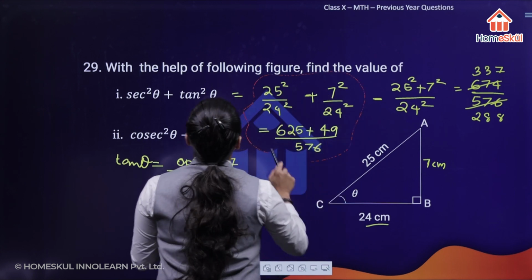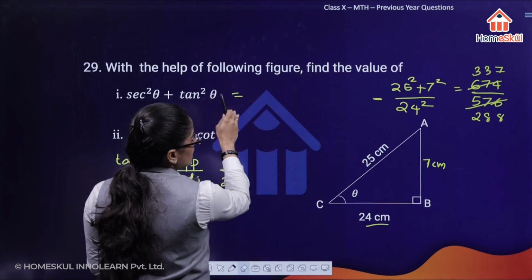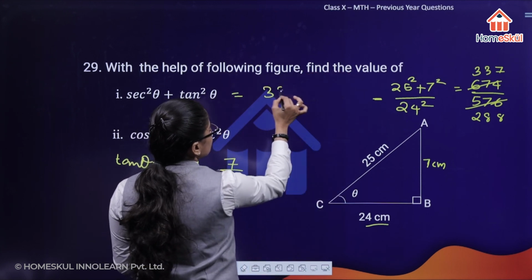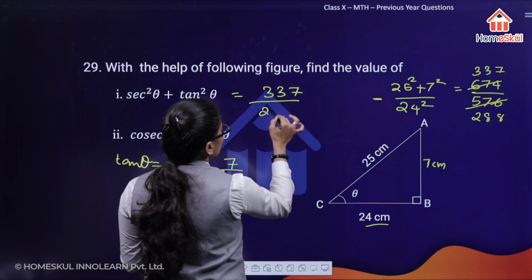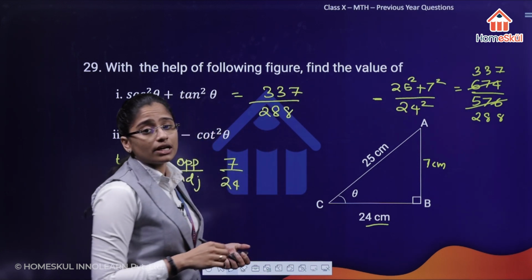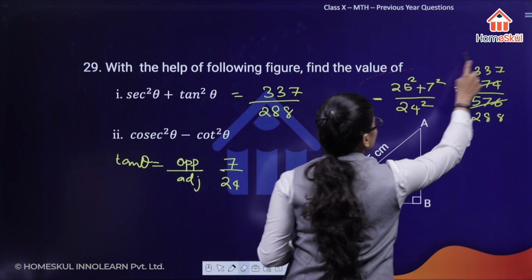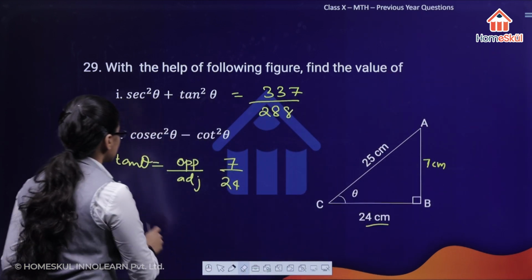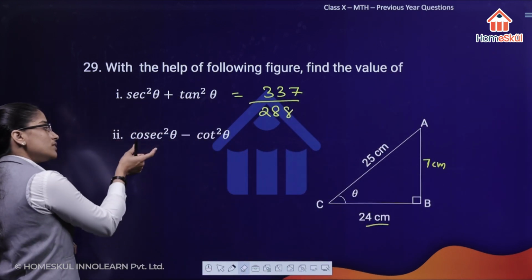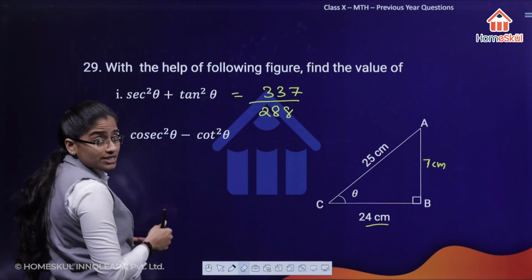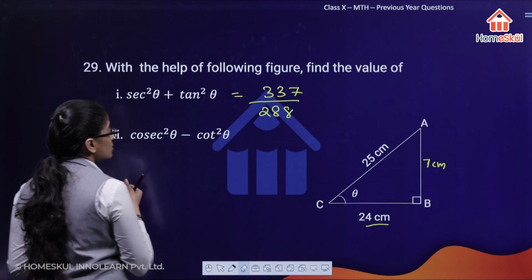So, we are getting sec square theta plus tan square theta is equal to 337 by 288. Okay, so we have done with the first sub question. Now, moving on to the second sub question. Here we need to find out what is cosec square theta minus cot square theta.